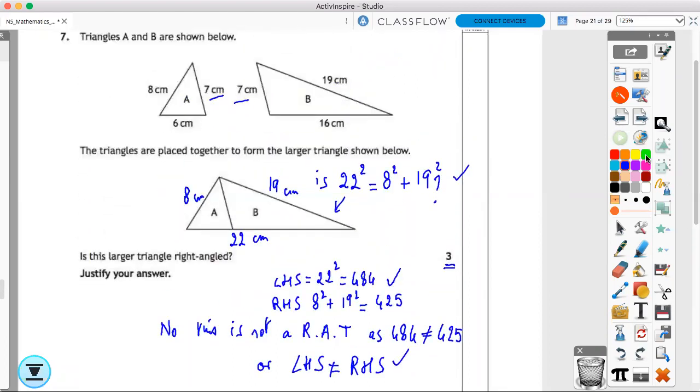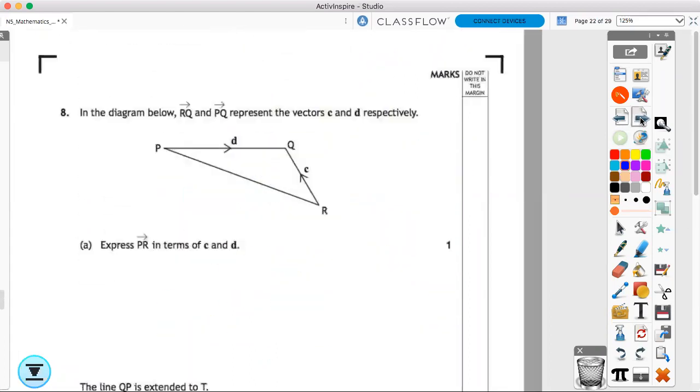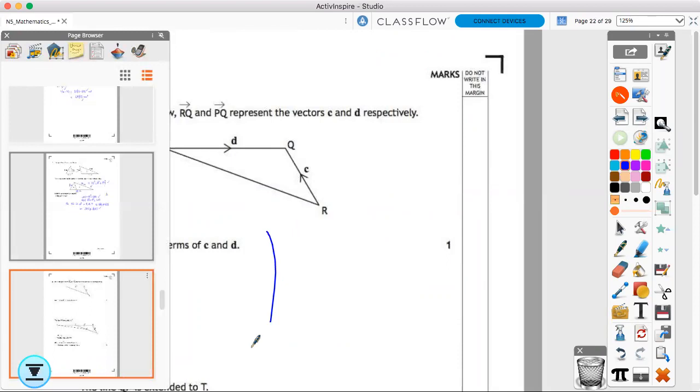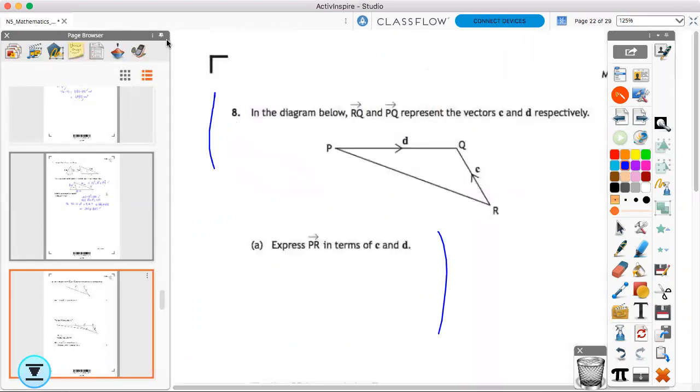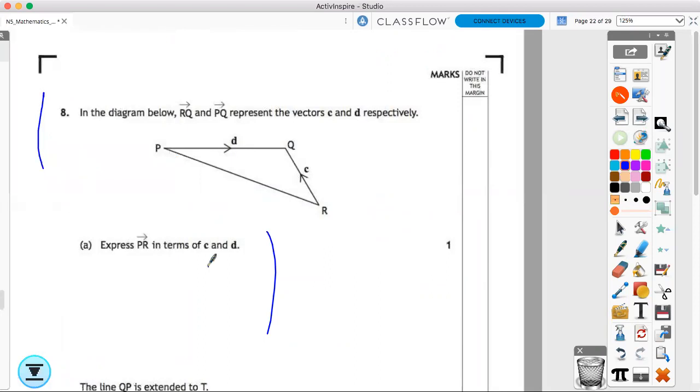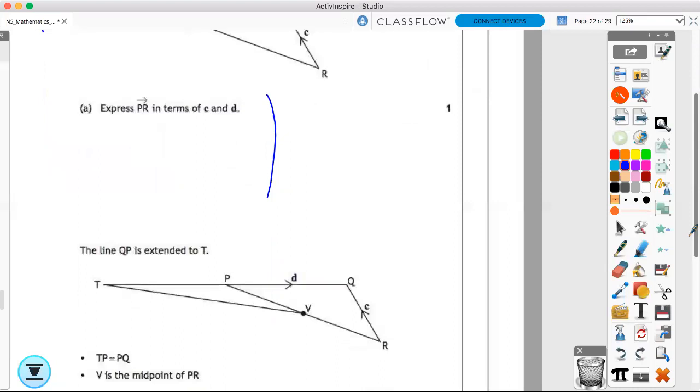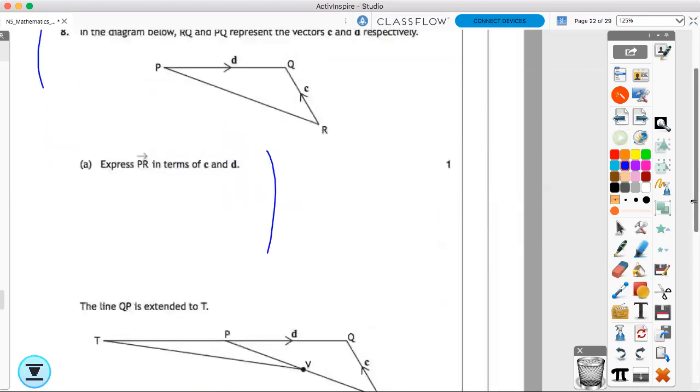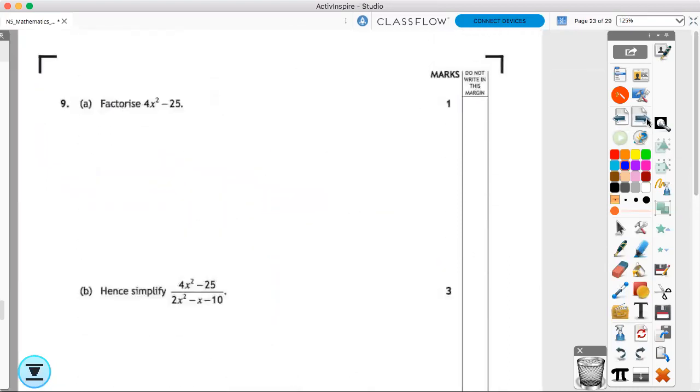Okay, so the next one. Oh, you don't need to do vectors, guys. Yay. I found there were quite a few in between that one and the first paper that didn't. They're not too hard. Once we go through them, you'll find out. It's just working your way through.